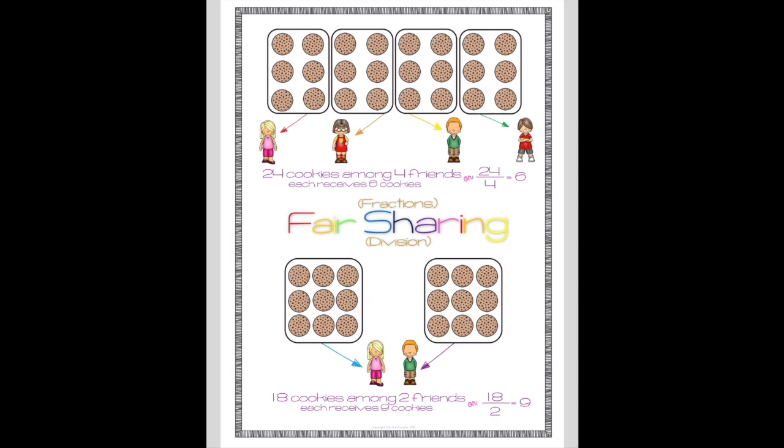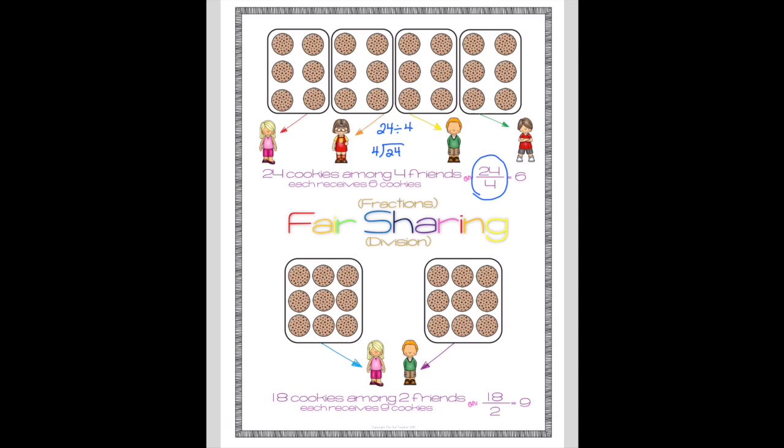So for example, here we have 24 cookies to share amongst 4 friends. Okay, so our division problem would be 24 divided by 4. Or written as short division, we have 24 divided by 4. Okay, we can also represent division using fractions like this.